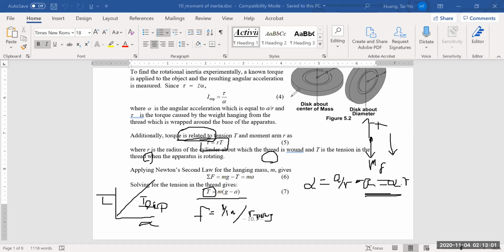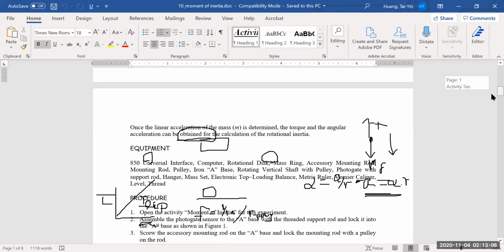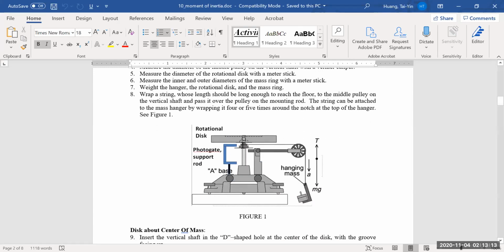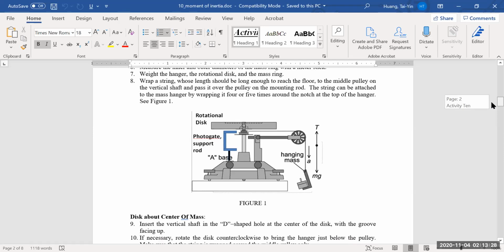Okay, so what is the radius of the pulley? The radius of the pulley refers to the middle one on the vertical shaft. This is the pulley. It comes with three different diameters. We're using the middle one, and you'll be provided the value, so you'll have that value. Okay, so let me see what else.